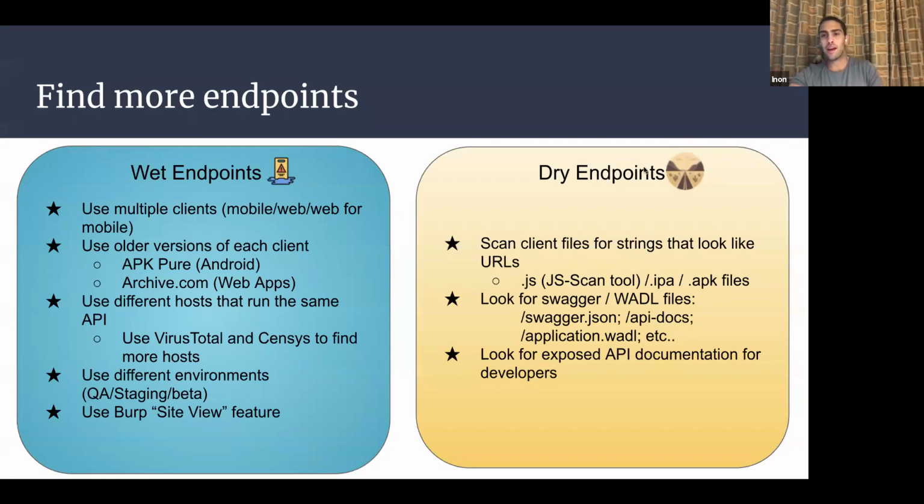And when it comes to dry endpoints, basically what you can do is scan the client files for strings that look like URLs. If you see a string that looks like a URL inside the JavaScript, the IPA file or the APK file, you can assume it's a new API endpoint. Another thing you can do is look for exposed API documentation for developers. It can help you find more endpoints.